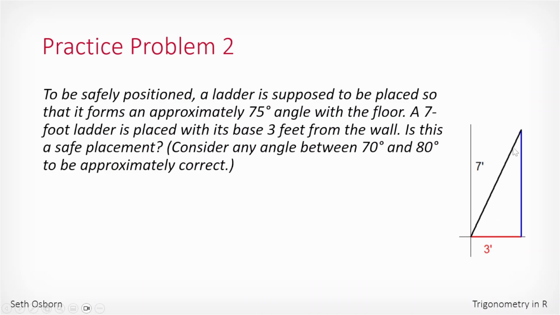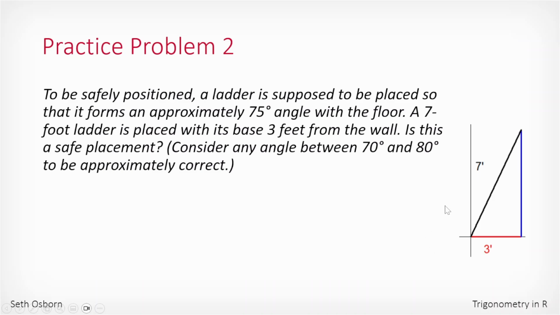Okay, so we have this 7-foot ladder and it is placed 3 feet from the wall. And we want to know, is this safely positioned? And we'll say anything between 78 and 80 degrees is approximately safe. Now, I hope that when you look at this ladder position, you have an intuitive sense of whether it's safe or not to step onto that. But let's use trigonometry in R to find out for sure.